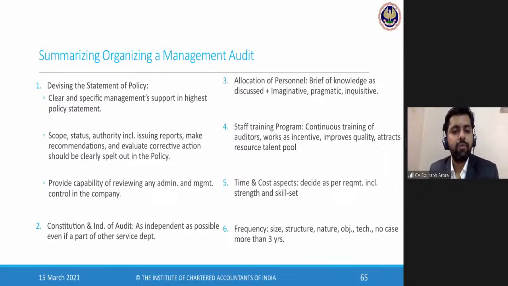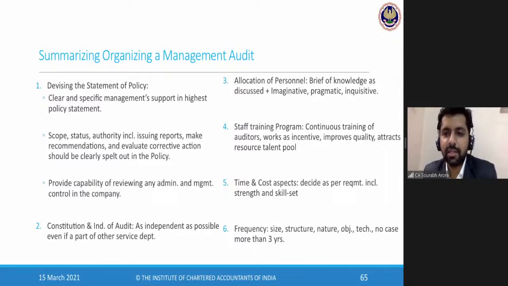Provide capability of reviewing any administrative and management control in the company. This is actually the empowering provision that should be there. Second is constitution and independence of audit: as independent as possible, even if a part of other service departments. In one line, as independent as possible, even if a part of other service departments. Third, allocation of personnel. Brief of knowledge, as we have discussed above, the knowledge that a management auditor should have. Plus, the additional point is imaginative, pragmatic, inquisitive. This should be included in the above slide as well.